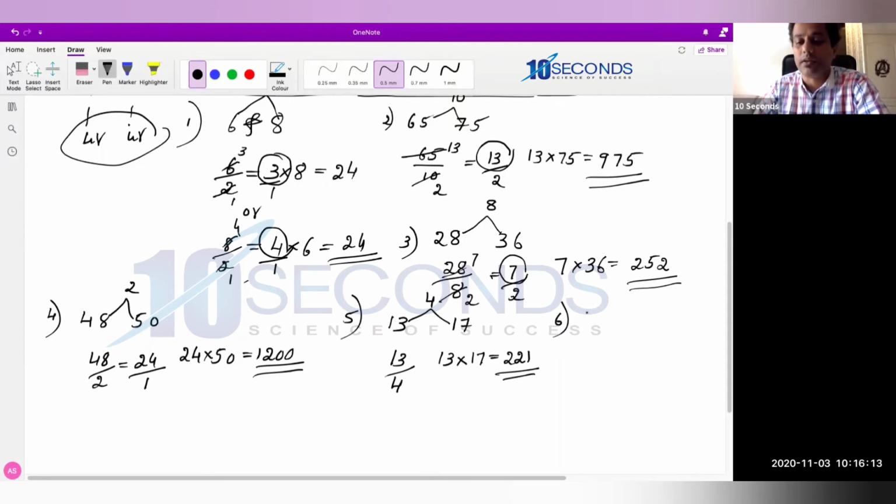Say if I take 36 and 48. The difference is 12. If I divide 36 by 12, it is 3 divided by 1, or I can just write 3 also. 3 into 48, 144 is the LCM.